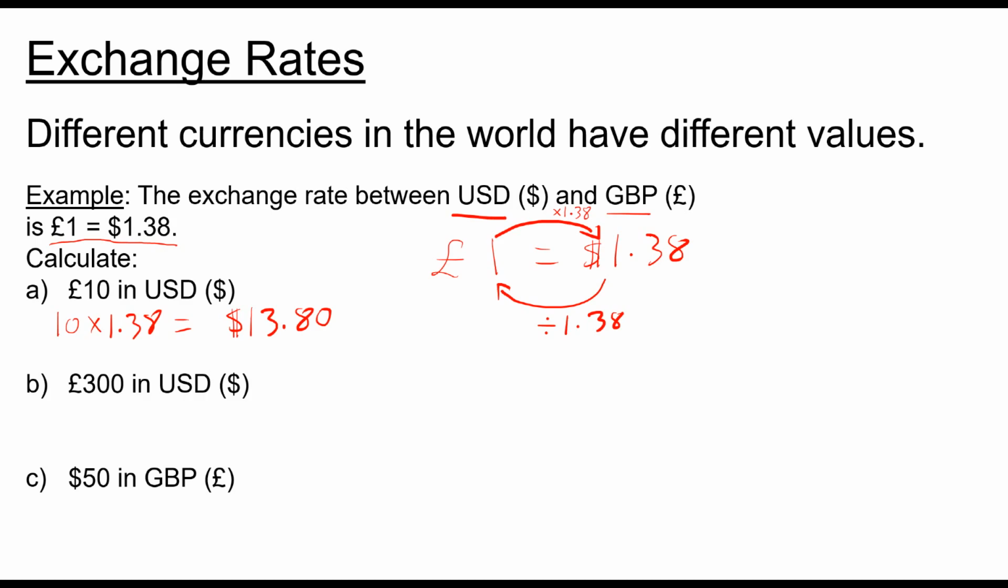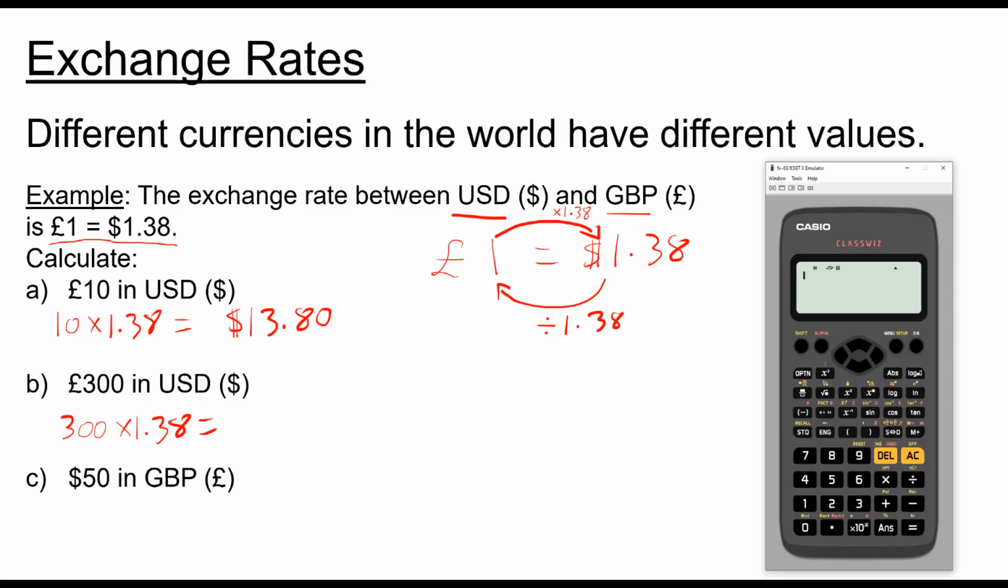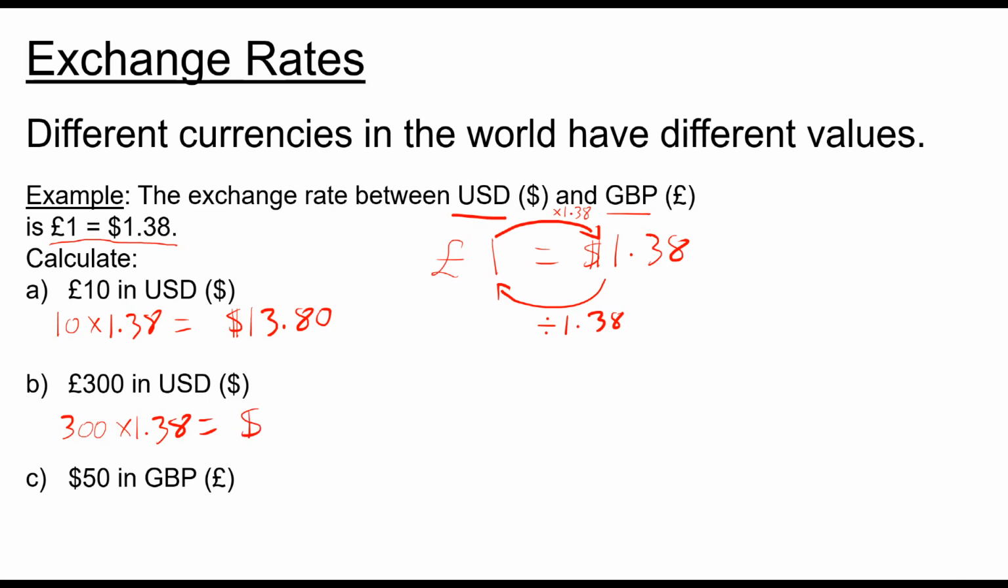To work out £300 in US dollars, I would have to do 300 times 1.38. And I'll just get my calculator. Which is going to be $414.